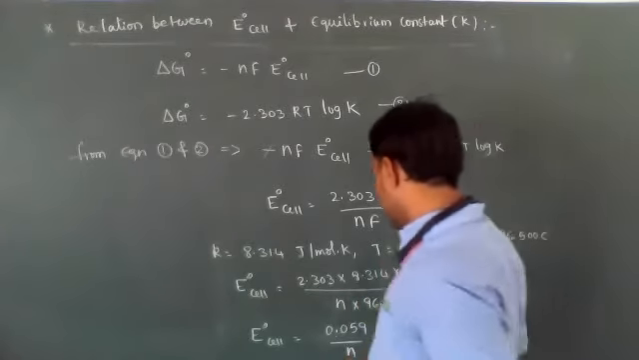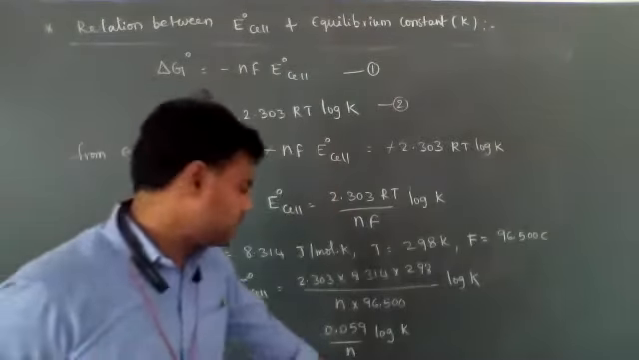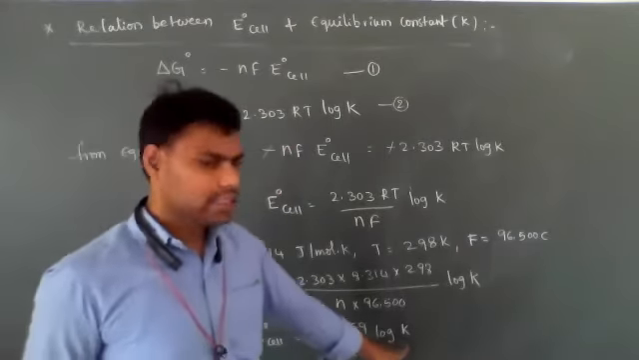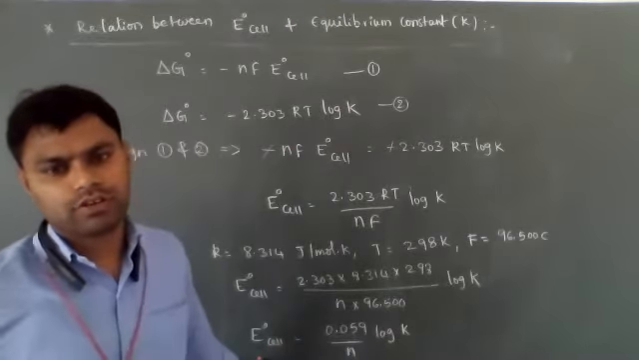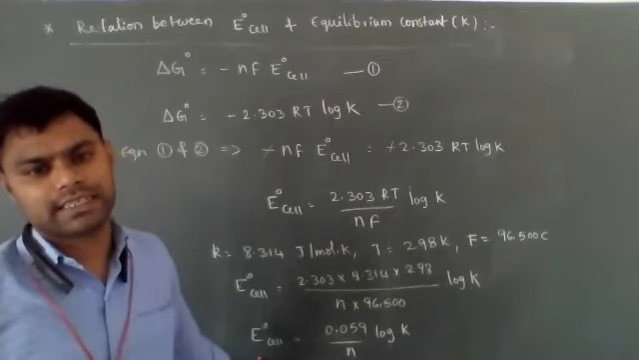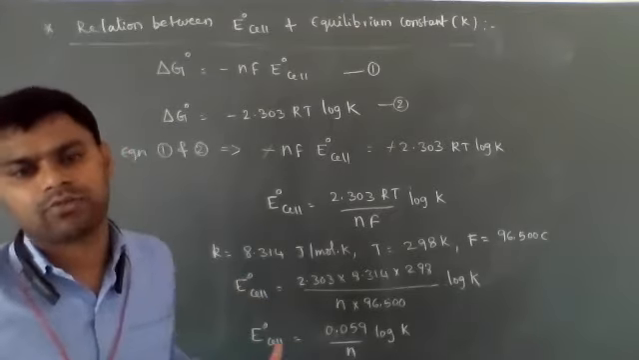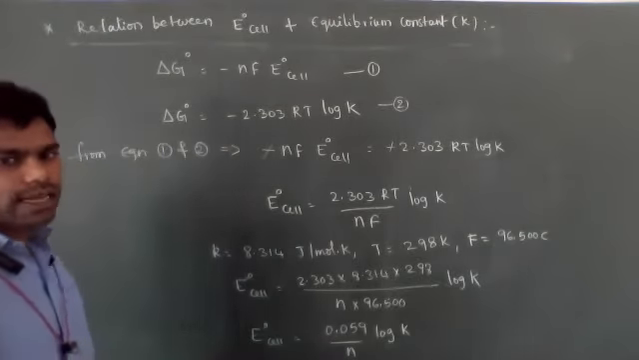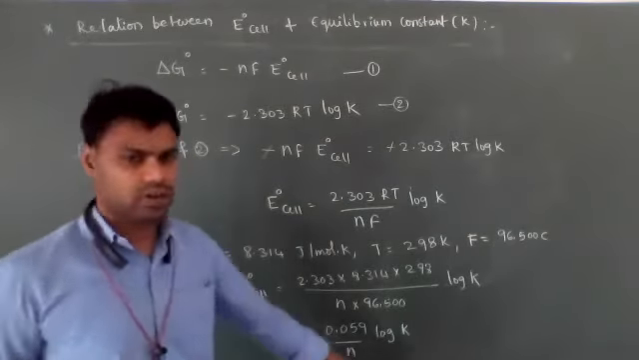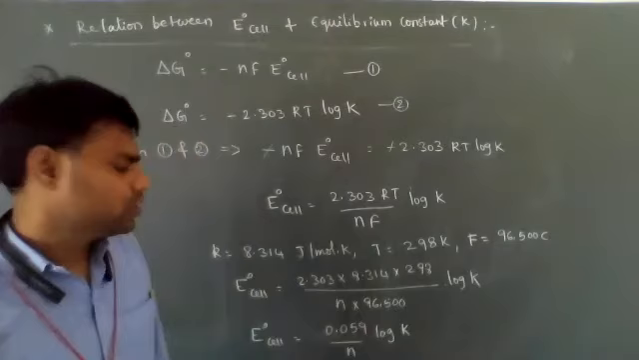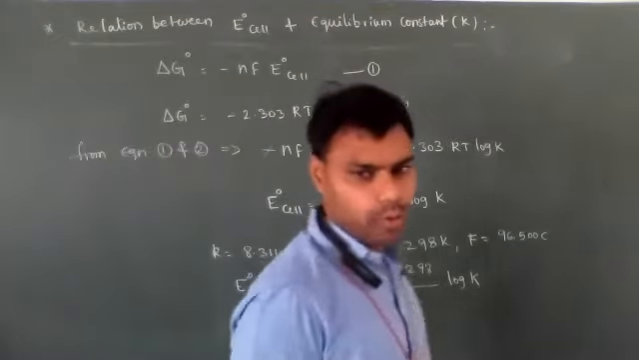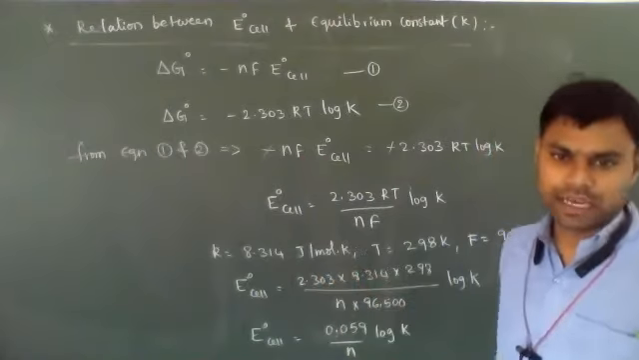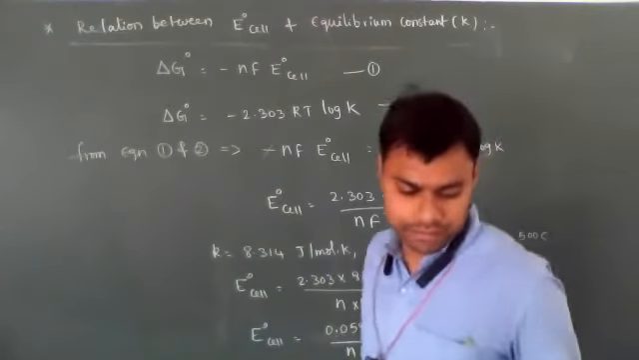If you observe, E cell is positive and the equilibrium constant is also positive. If the K value increases, the electromotive force of the cell increases, meaning it produces more current or more electricity. So that is the relation between E0 cell and log K, the equilibrium constant. So E0 cell is equal to 0.059 by n into log K. Don't think about the minus symbol. It is a very important relation.